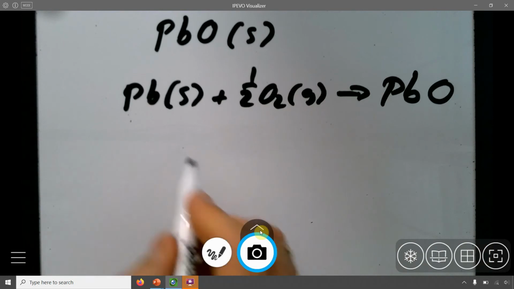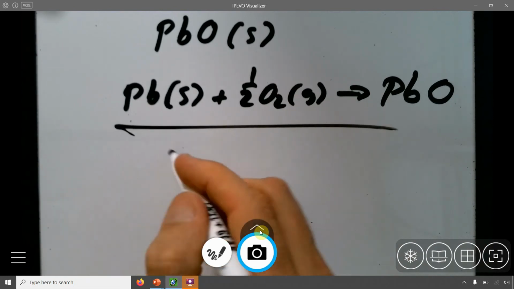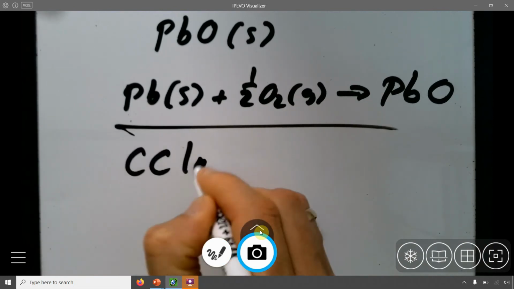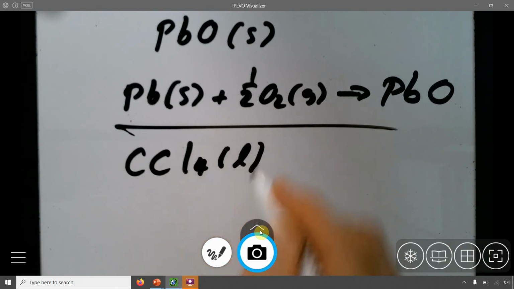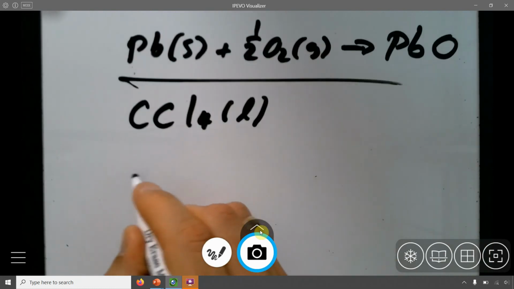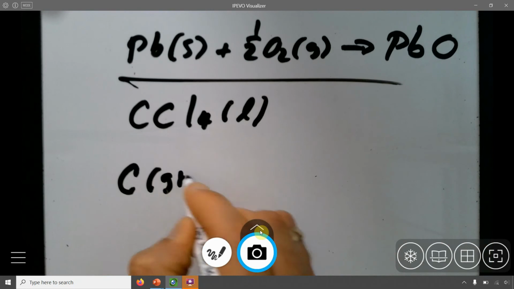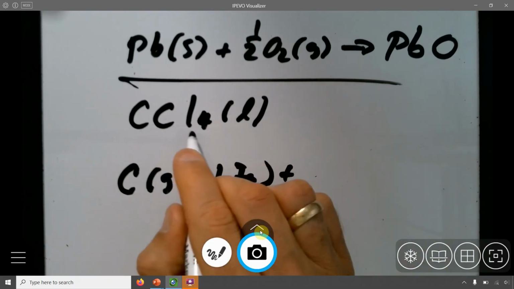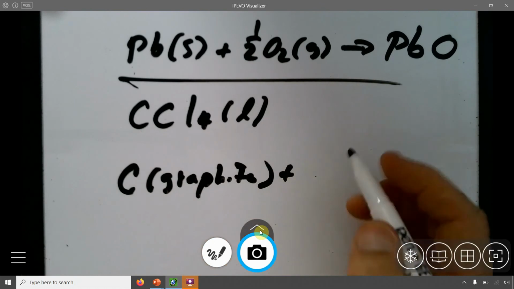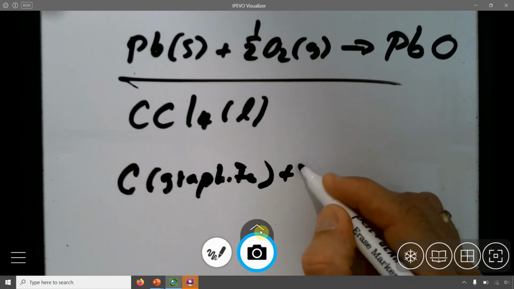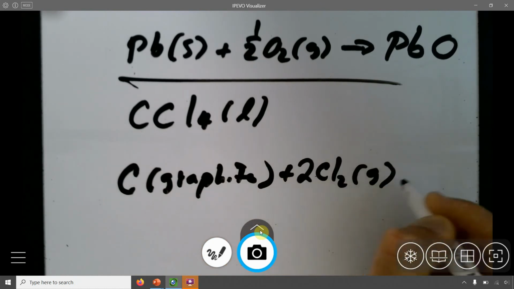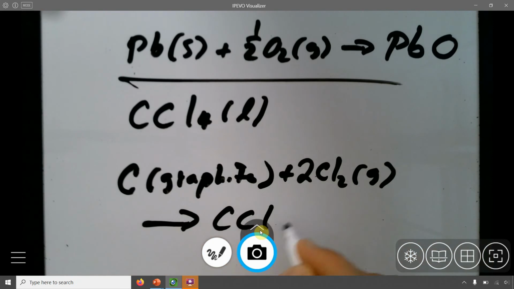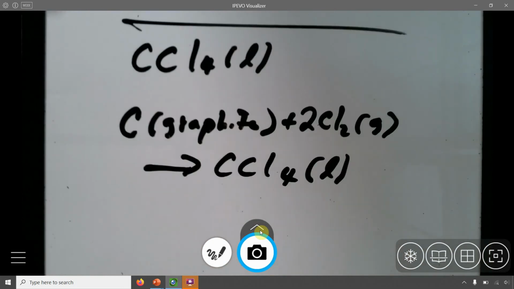If I'm looking now for carbon tetrachloride, liquid. Well, carbon tetrachloride is going to be C graphite. That's the most standard form for carbon. Plus, I need Cl2. That's the most stable form of chlorine. So I have 2 Cl2 gas, and that will form my product that I want. You can see they're all pretty much similar.